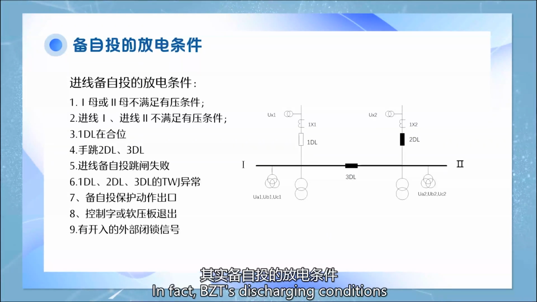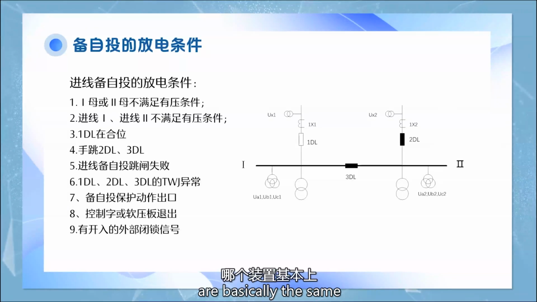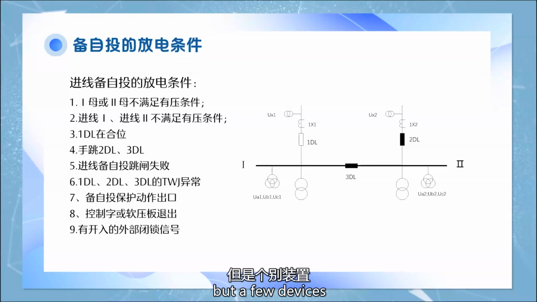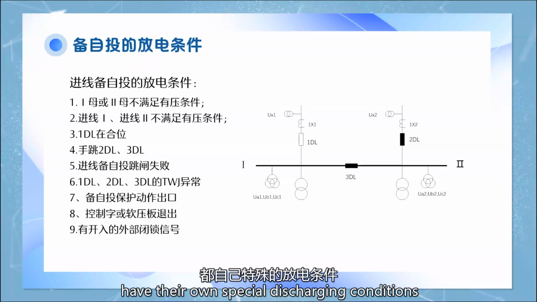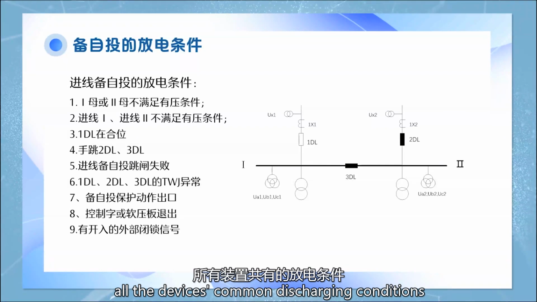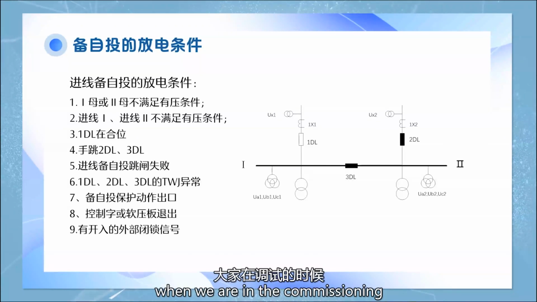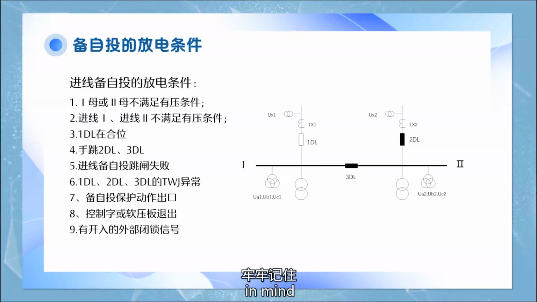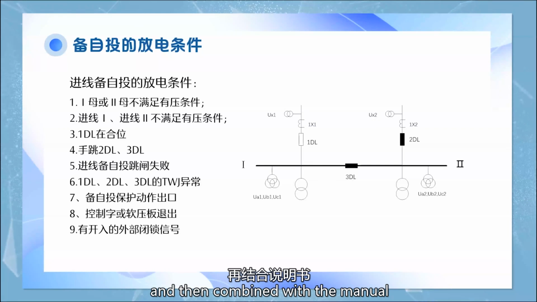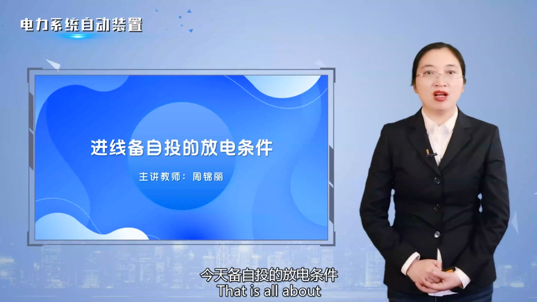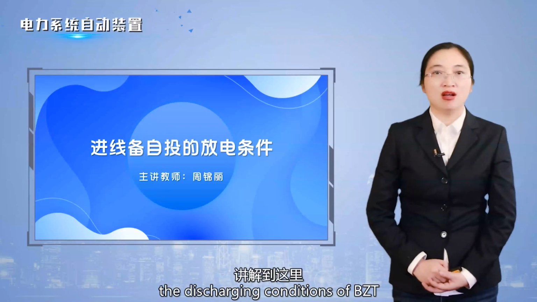In fact, BZT's discharging conditions are basically the same, regardless of which device, but a few devices have their own special discharging conditions. These 9 items basically cover all the devices' common discharging conditions. When we are in the commissioning, it is best to keep these discharging conditions in mind. And then, combined with the manual, you will be at ease when commissioning. That is all about the discharging conditions of BZT.